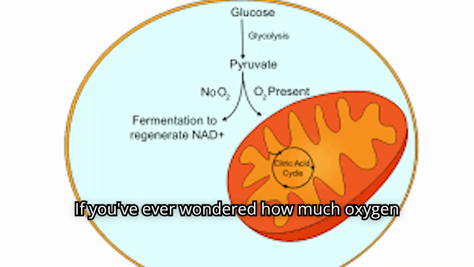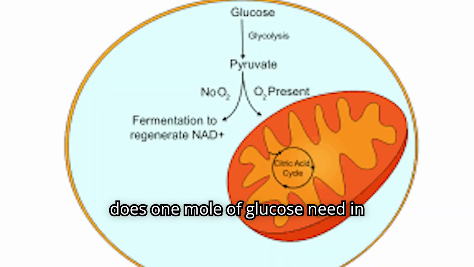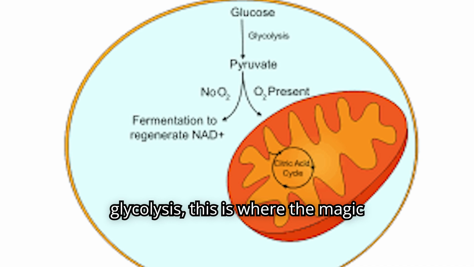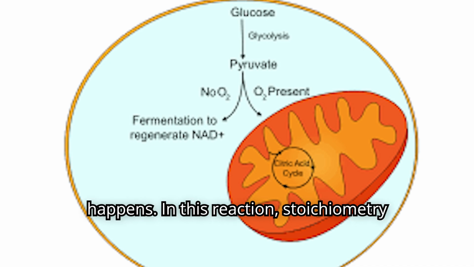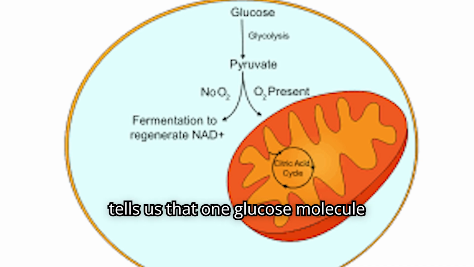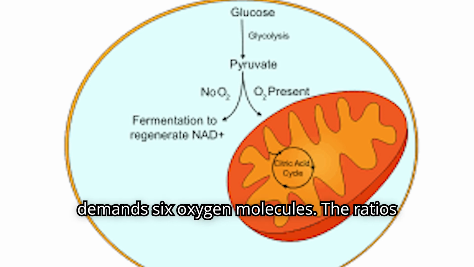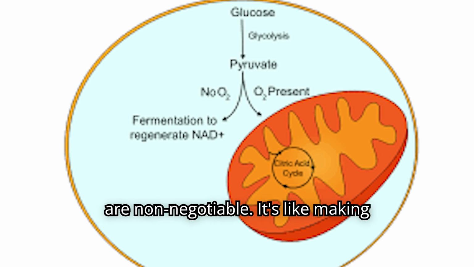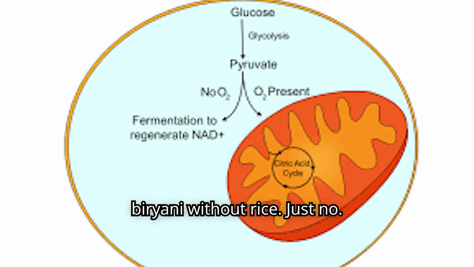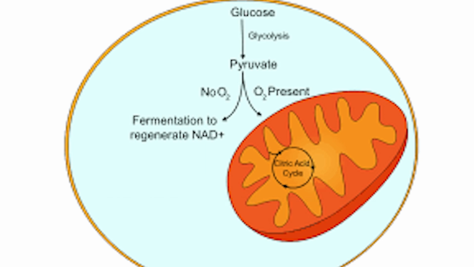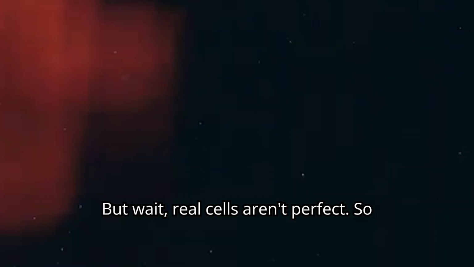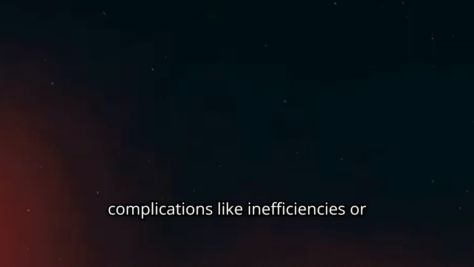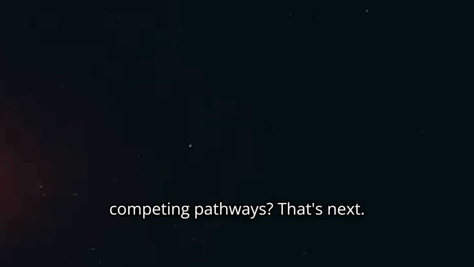Now, let's break it down, mole balances. If you've ever wondered, how much oxygen does 1 mole of glucose need in glycolysis, this is where the magic happens. In this reaction, stoichiometry tells us that 1 glucose molecule demands 6 oxygen molecules. The ratios are non-negotiable, it's like making biryani without rice. No. But wait, real cells aren't perfect, so how do we deal with real-world complications like inefficiencies or competing pathways? That's next.